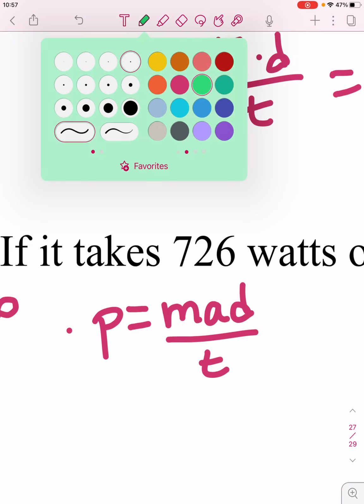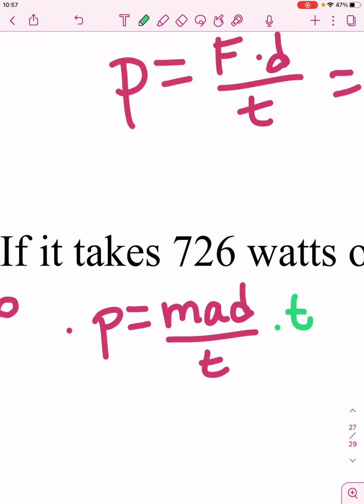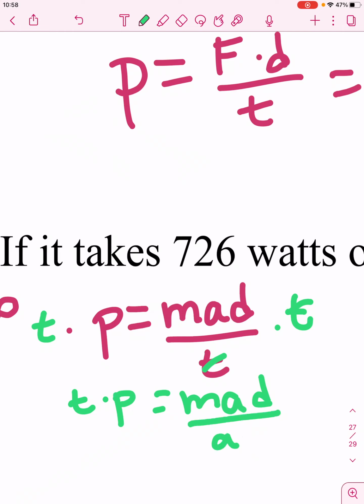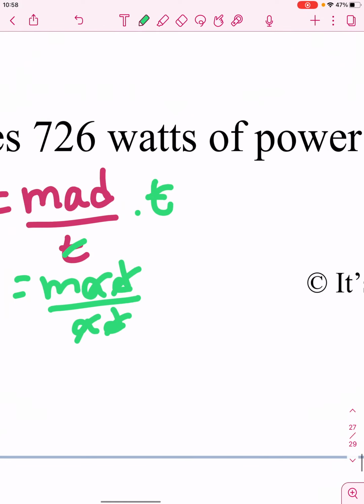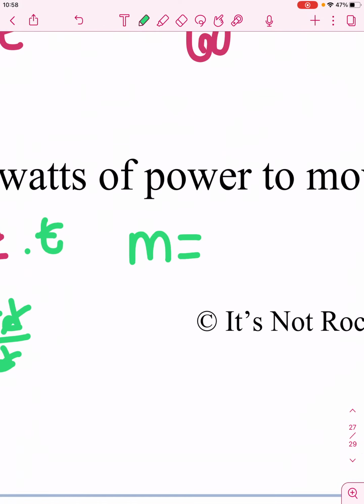And now I still want to get M by itself. So now I have to divide by A, acceleration and distance. That'll get rid of these. And divided by A times D over here. So again, those cancel. And now I'm just going to flip my equation here so it makes more sense for me and rewrite it as M equals T times P over A times D. I'll give you a second to write that down and get that rearranged if you needed to.